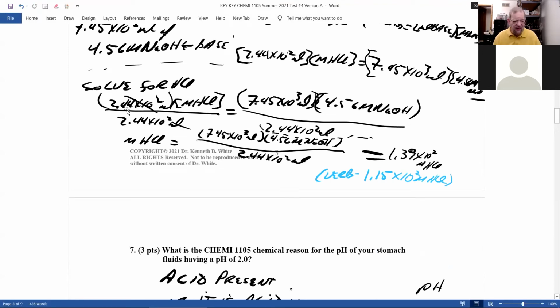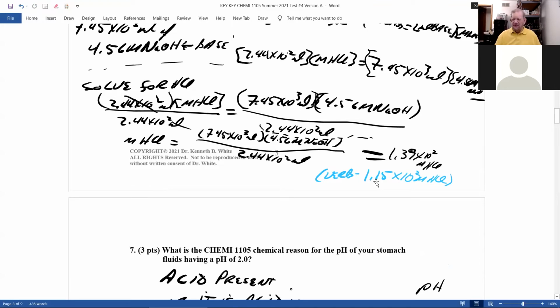you want to get rid of 2.44 times 10 squared, and you divide that by this side. Whatever you do to one side, you do to the other. You rewrite it, calculate it. It's 1.39. Remember, three significant figures times 10 squared.